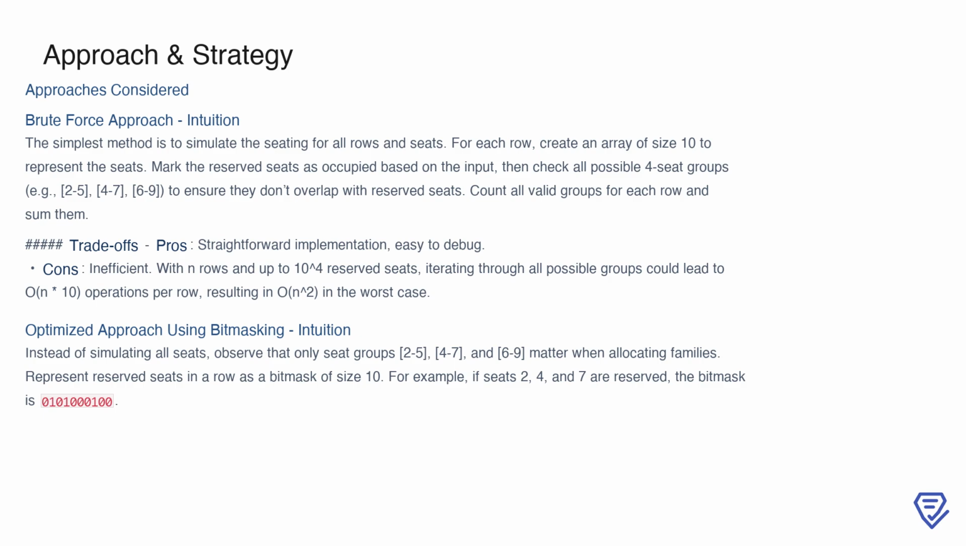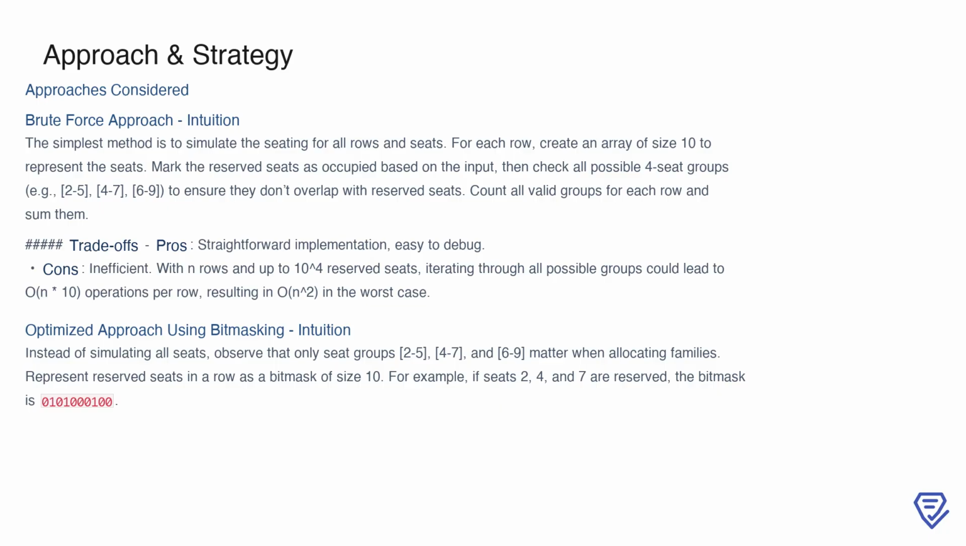While this method is easy to implement and debug, it has significant downsides. The operations required grow quickly with the number of rows and reserved seats, making it inefficient for large inputs. Specifically, the combination of rows and seat checks can lead to a time complexity of n squared in the worst case, which is not scalable for high input sizes.